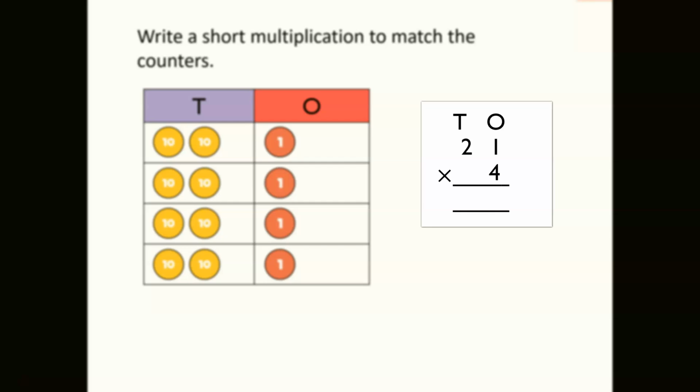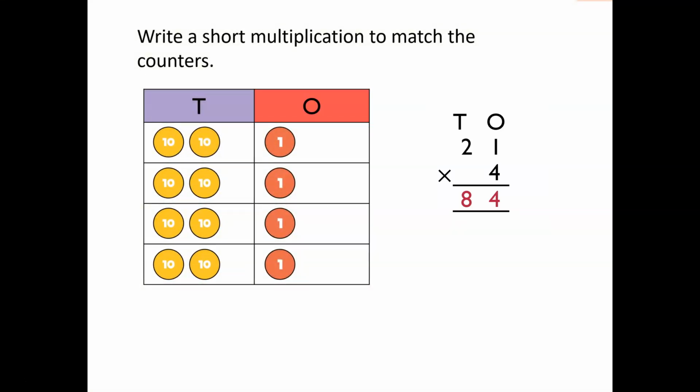And then we begin by multiplying the ones. 1 times 4 is equal to 4. Next, we move on to the tens. 2 tens multiplied by 4, well, that gives us 8 tens. Our answer is recorded neatly in the answer space. 21 multiplied by 4 is 84.